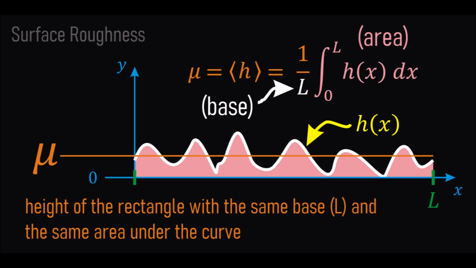So, that formula tells us that the mean value mu is simply equal to the height of a rectangle that has the same area and same base as the shape confined between the surface profile and the x-axis. That is the geometric interpretation of the mean value mu.